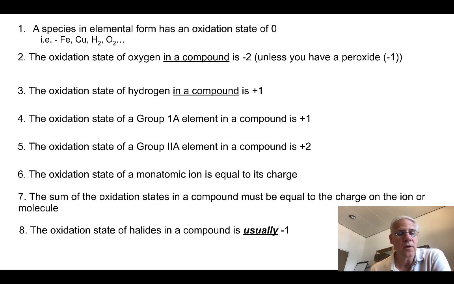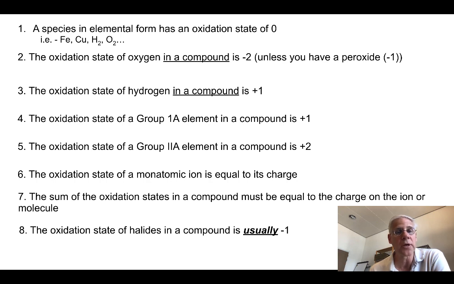And rule 8, the oxidation state of halides, so bromine, chlorine, iodine, is usually a minus 1. Now, the most important thing about these rules is that you must apply them in order. You go from 1 to 8. And that means that you don't apply rule 8 unless you have to after rule number 7.